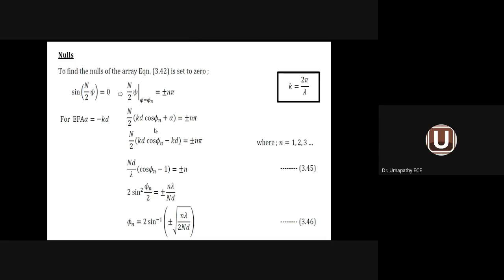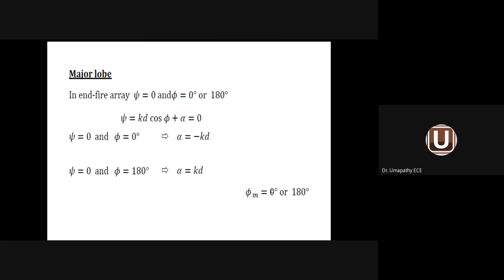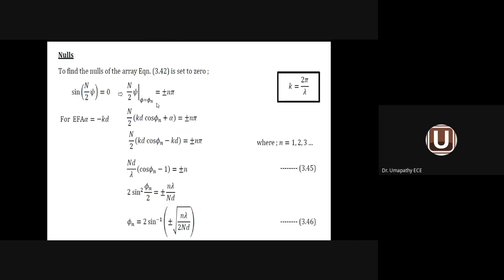Again, consider the array factor. You take only the numerator. The numerator portion equal to 1. Then N by 2 psi equal to pi, phi s. S means secondary maxima. You can see the suffix here. N means null point. M means maxima or major lobe. S means secondary maxima. To indicate secondary maxima only, we are writing phi s.